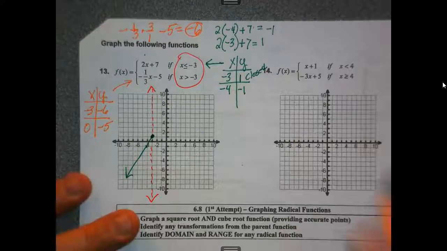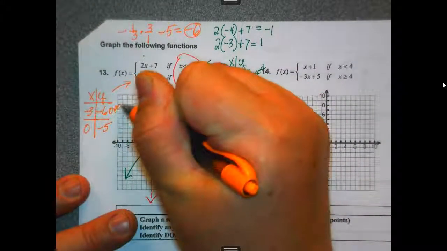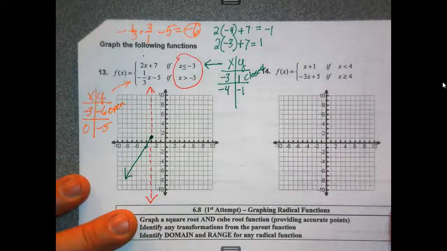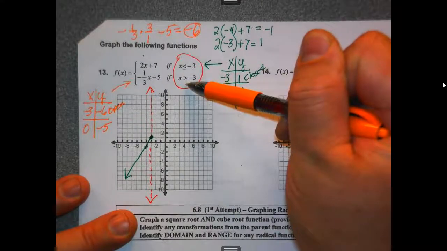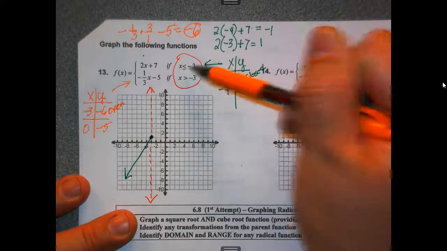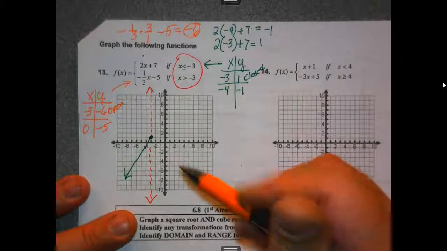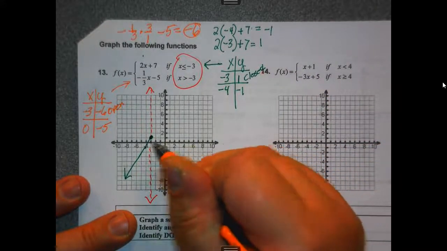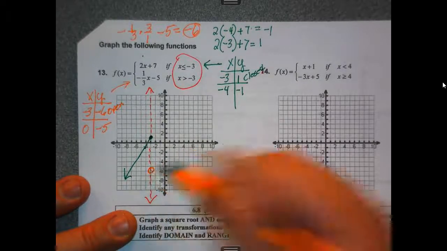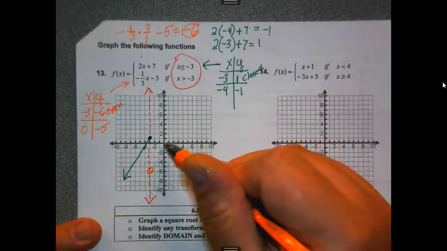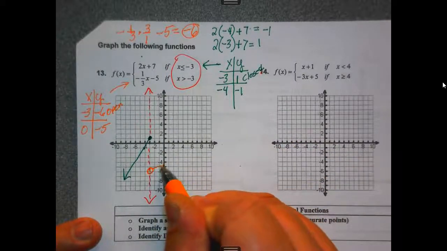Okay. Open or closed circle at negative 3? Open. It doesn't have an equal sign, so it's open. If this one had an equal sign, it would be closed. Okay. All right. So open circle at negative 3, negative 6. And my other point is 0, negative 5. Here's my line.